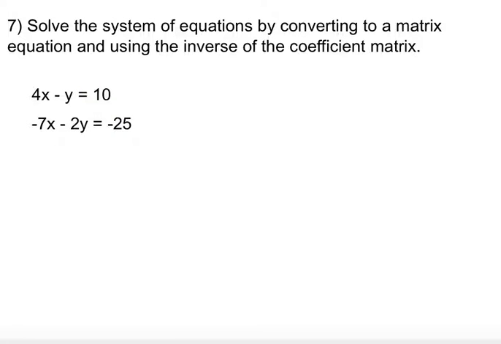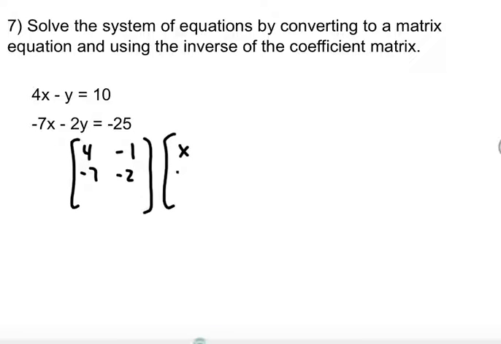All right, so the next one says solving the system of equations by converting to a matrix equation and using the inverse of the coefficient matrix. So let's go ahead and do that. Solve the system of equations. We're going to convert it into a matrix equation. That is 4, negative 1, negative 7, negative 2 times xy equals a constant matrix of 10, negative 25.